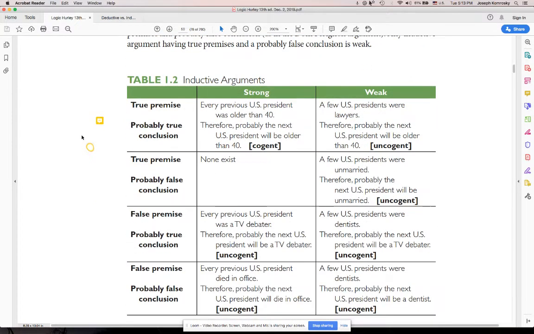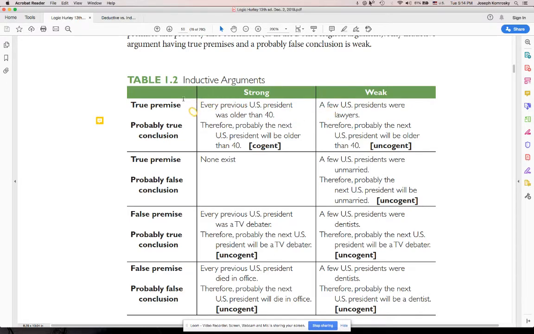Similar to the last one we saw on deductive, on this side, all strong arguments. On this side, all weak. You can go down, and they exhaust all possibilities. You have a true premise, probably true conclusion, true premise, probably false conclusion, none exist, and on and on. So you'll notice one pattern. In all the strong arguments, you at least have the word every or all. You will see patterns of this. It just means strong language. And then over here in the weak, you say a few. So every, a few. So what it's telling you, so we'll look at this example.